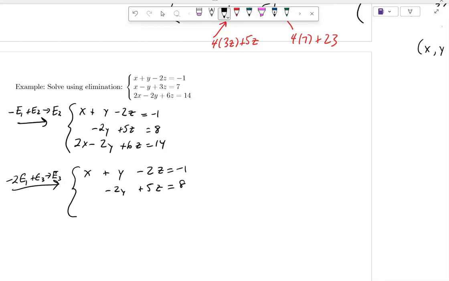Negative 2 times x is negative 2x plus 2x is 0. Negative 2 times y is negative 2y minus 2y gives us negative 4y. Right? Negative 2 times negative 2z is positive 4z plus 6z gives us 10z. Negative 2 times negative 1 is positive 2 plus 14 gives us 16.